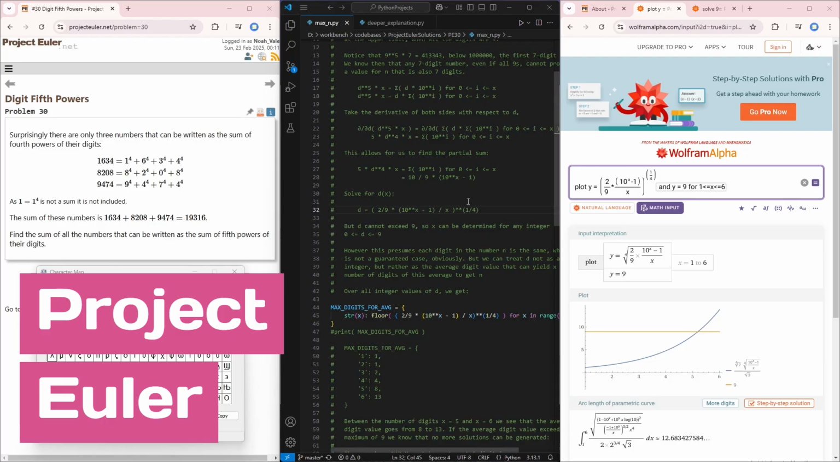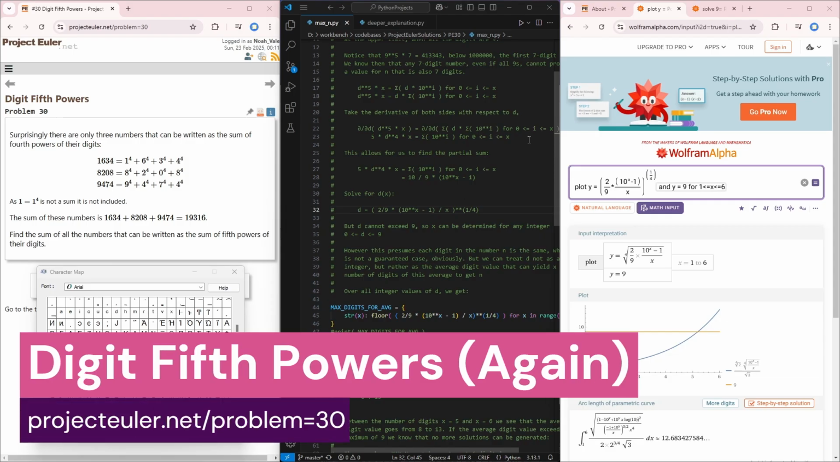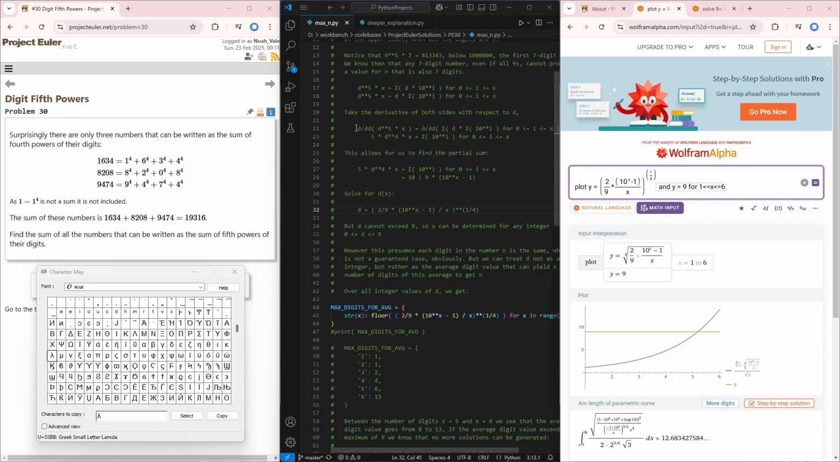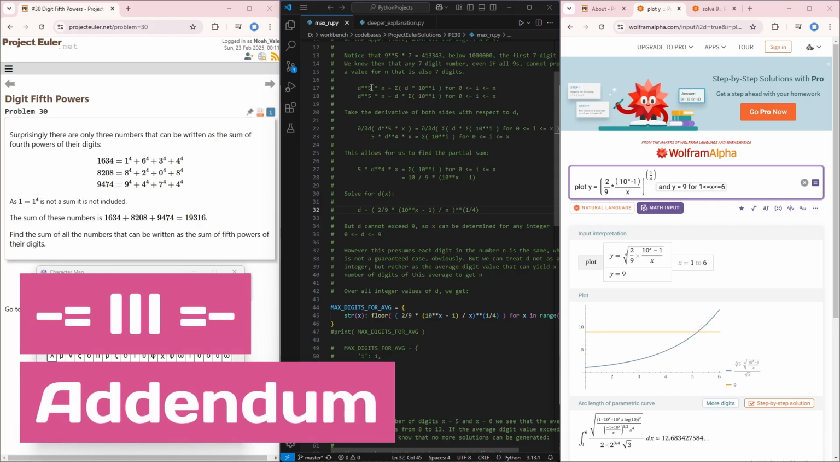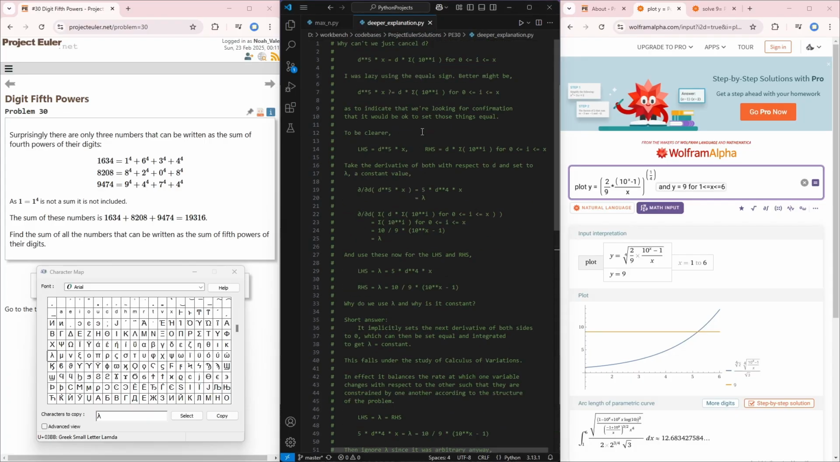Okay, so this is a return to problem 30, where I kind of dropped the ball on why we choose to take the derivative and do all these things to find the range of iteration. So I've got a bit of a deeper explanation here. Why don't we just cancel D?